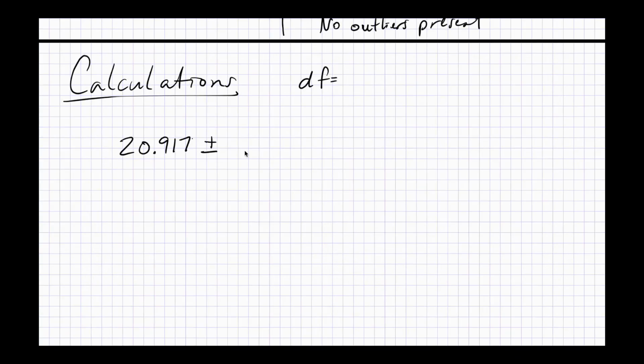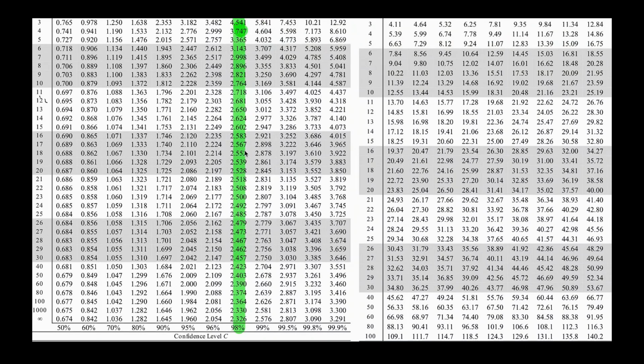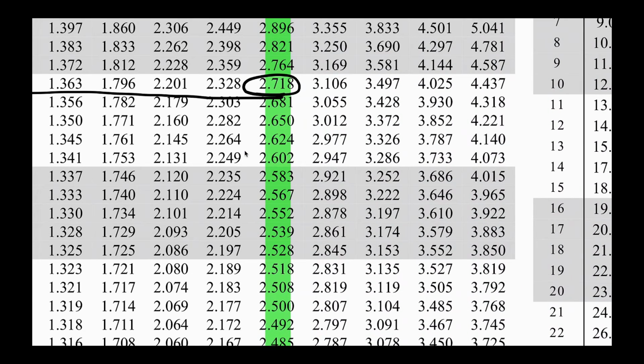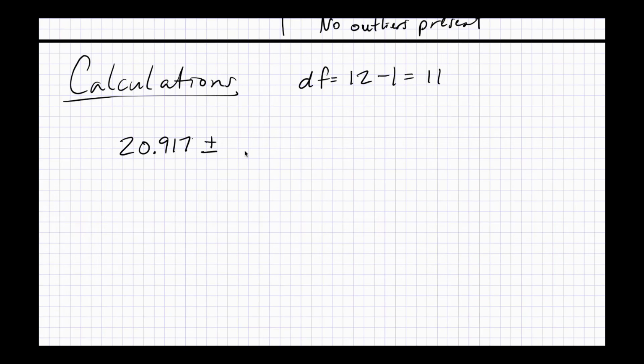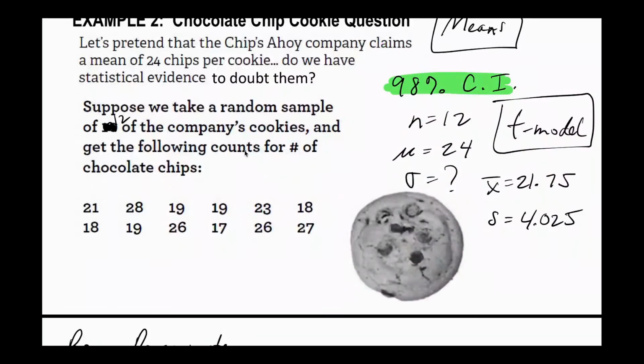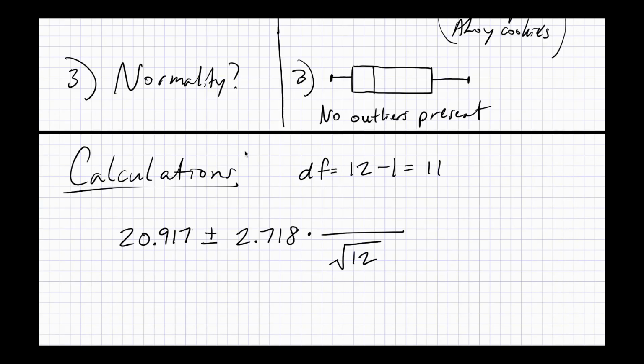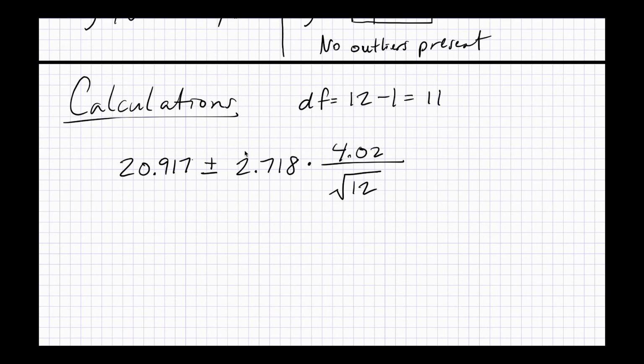Degrees of freedom is n minus 1, which is 11. So we're going to go 11. And we got it right there: 2.718, times standard deviation over square root of 12. So 4.025.